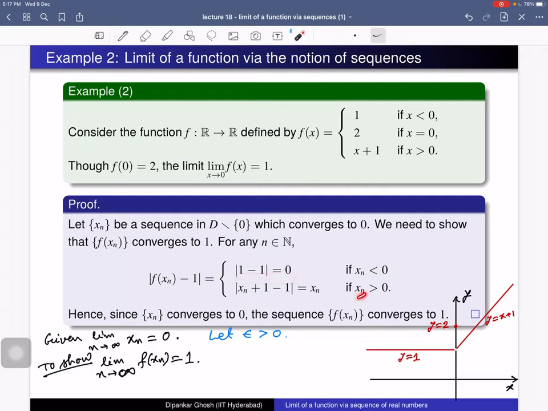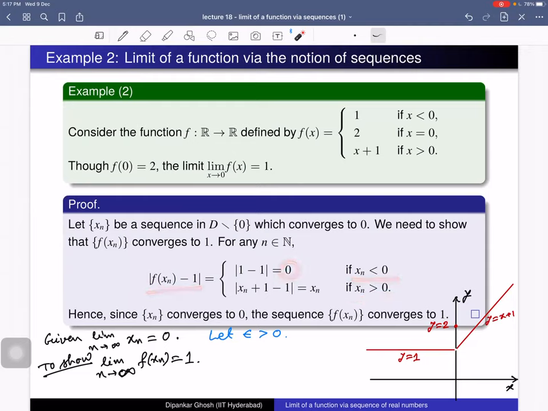But if this nth term is greater than 0, since this nth term belongs to this set, xn is not equal to 0. Okay, so either xn is negative or xn is positive. If it is negative, then this distance is just 0, and if it is positive, then f of xn is just xn plus 1, and in that case this distance is just xn. Okay, so from this observation, now we will use this fact.